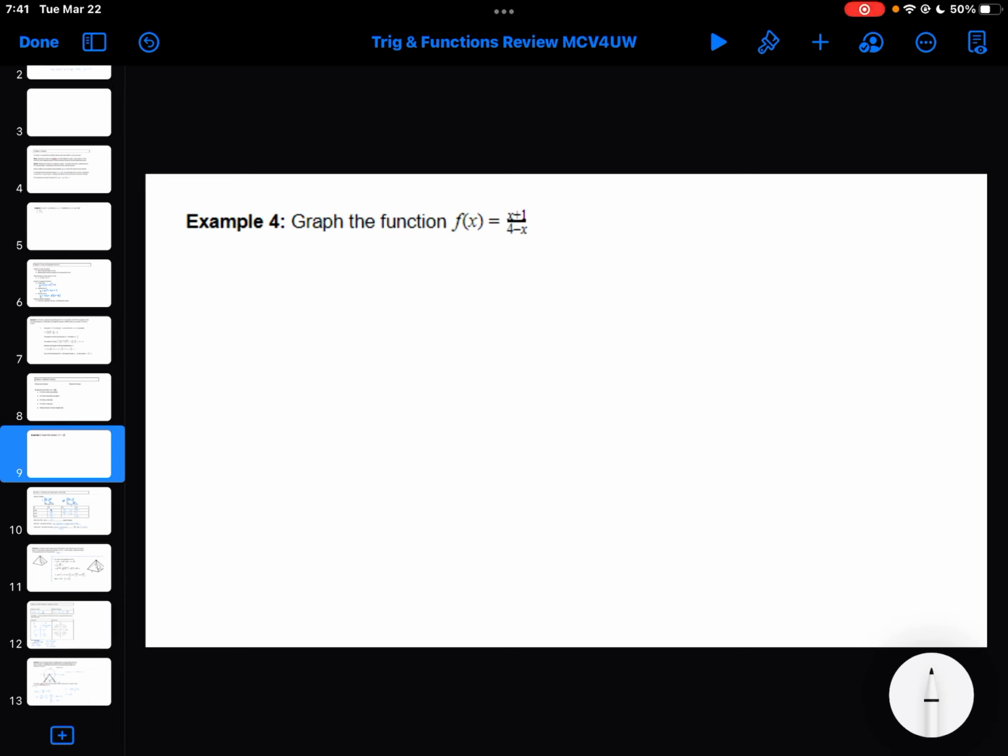So let's take a look at this example here. So first thing that I'm going to do is find my vertical asymptotes. Let's write this like this. Got x plus 1 over minus x plus 4. So my a value is 1. My b value is 1. My c value is minus 1. And my d value is 4. So my vertical asymptote is minus d over c. So minus 4 over minus 1, which means my vertical asymptote is x equals 4.